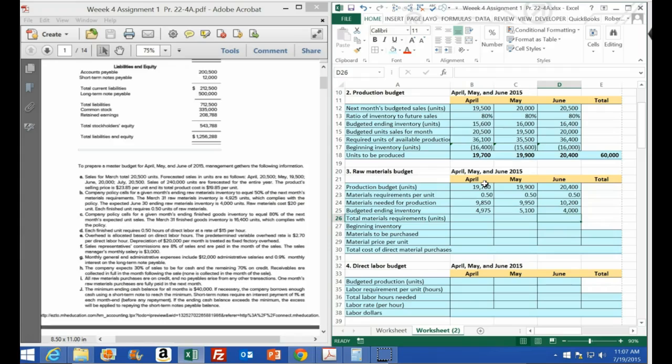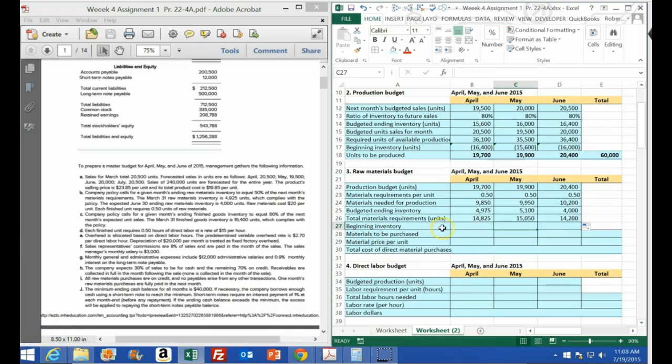So then total materials required in units. This is how much we're going to need to produce. This is how much we want as a cushion. Therefore, the total units are going to be summing those up. We can copy that across. This is how many units we'll need in order to cover those two items.